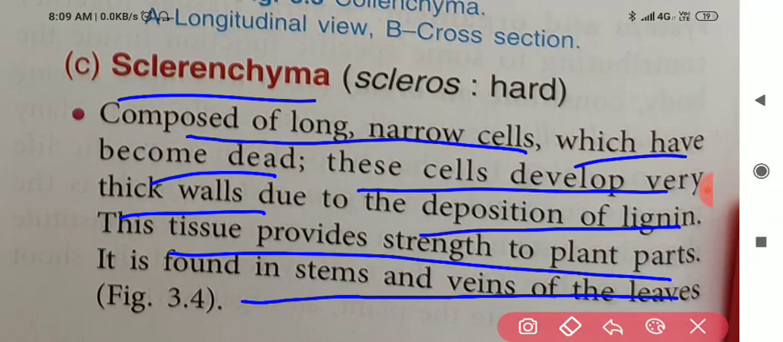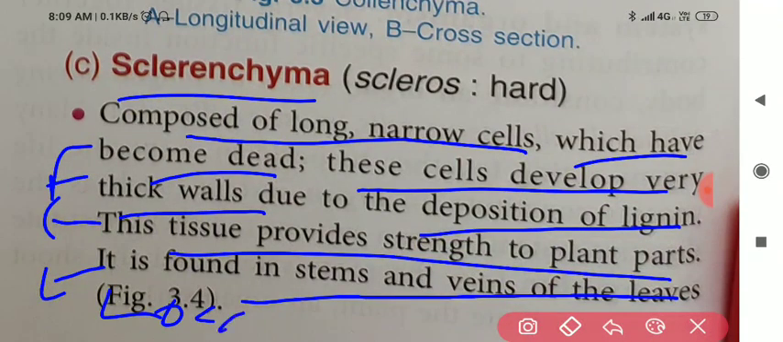So, this line is the function, and this last line can be the location. Location of sclerenchyma.